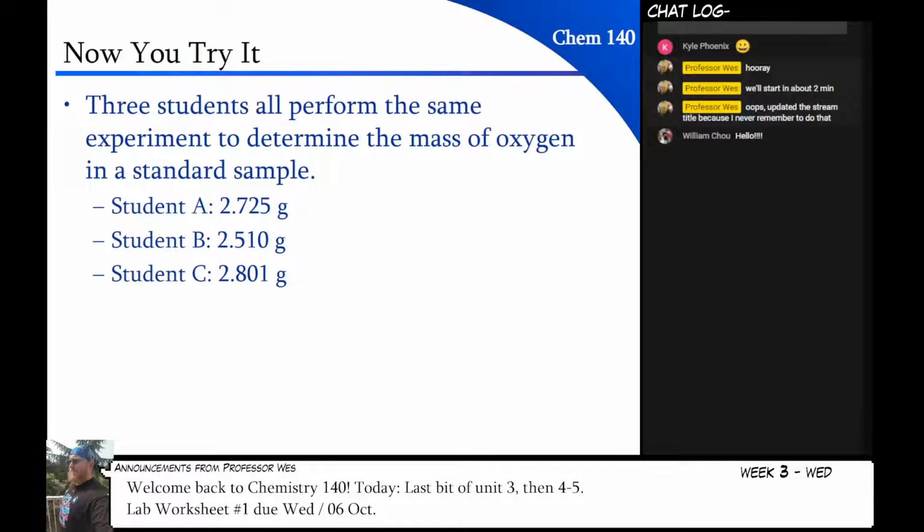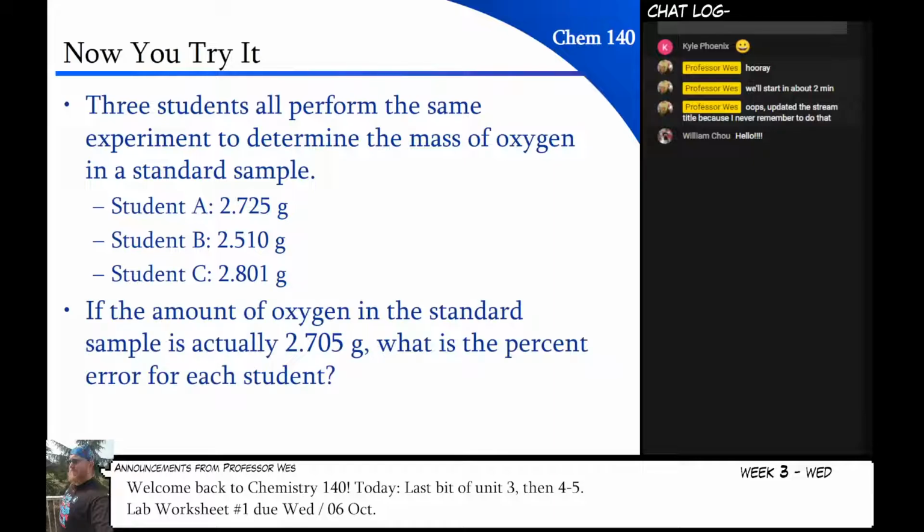Then the laboratory technician who prepared everything and does all of the bookwork for what's in the samples does the experiment, and the standard amount that they acquire is 2.705 grams. So what I want you to do is, for student A, B, and C, if the true value is what the laboratory technician got down here, determine student A, B, and C's percent error individually.